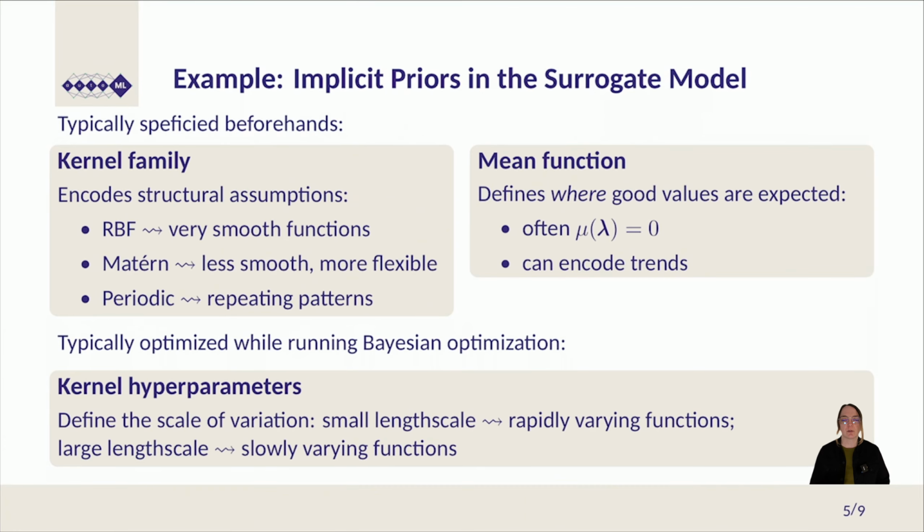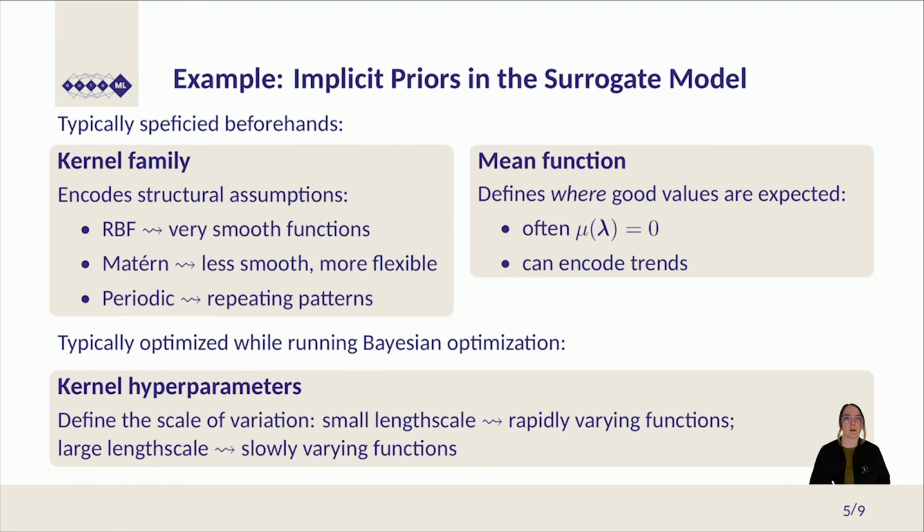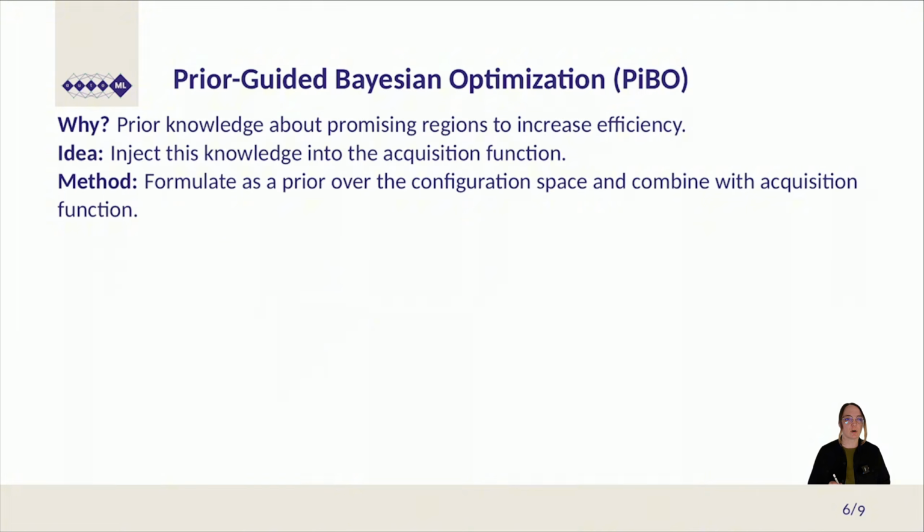Then, optimized while running Bayesian optimization, we additionally shape our model via kernel hyperparameters. For example, the length scale: a small length scale allows for rapidly varying functions, whereas a large length scale assumes slowly varying functions. So by modifying and adjusting this, we can already add some of the assumptions or the heuristics or information that we have about our objective or about our optimization problem. But I will also talk about a more explicit way, a method called PiBO, Prior Guided Bayesian Optimization.